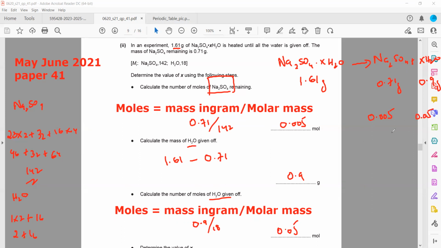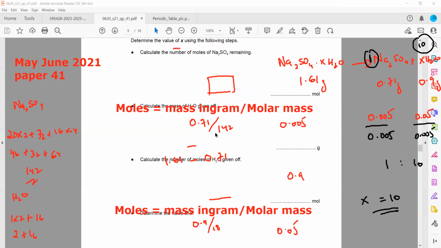If we want to take the simplest ratio to know how many water of crystallization are there, we divide by the smallest value. The smallest value is 0.005. If we divide both of them by 0.005, this will be 1 and this is 10. So here we have 1 mole of sodium sulfate and 10 moles of water. So what is the value of X? Because the last part is to calculate the value of X, X equals 10.